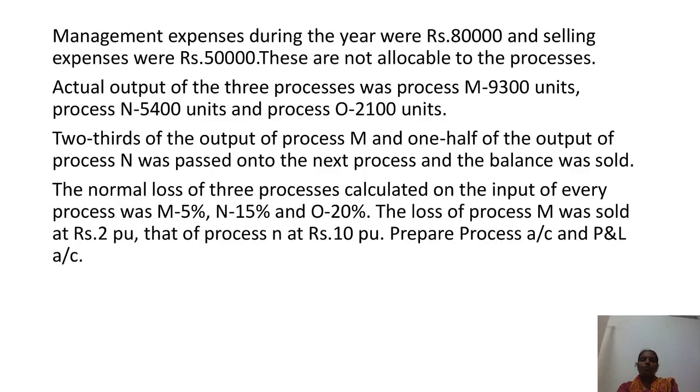Then the normal loss of the 3 processes, calculated on the input of every process, is 5% for M, 15% for N, and 20% for process O. The loss of process M is sold at rupees 2 per unit, and that of process N is sold at rupees 10 per unit. Prepare process accounts and profit and loss account.